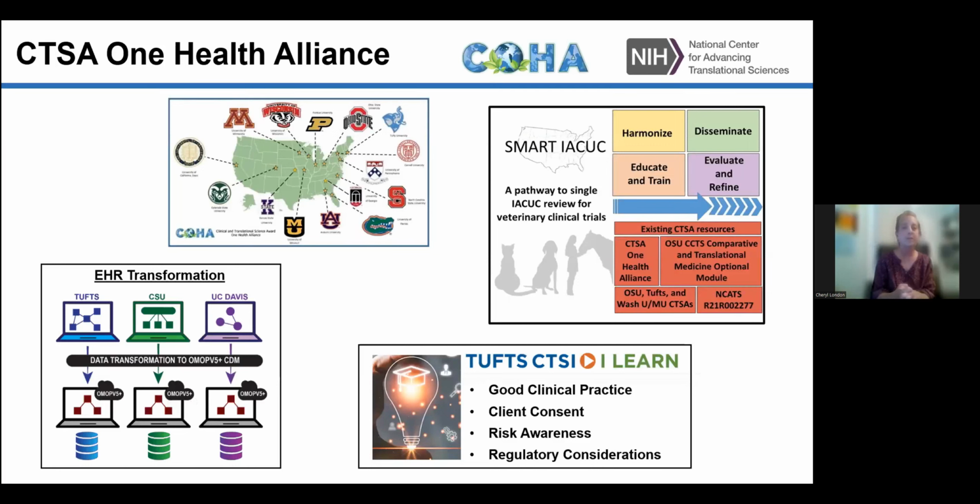And lastly, the CTSA One Health Alliance, which is really an organization of veterinary medical schools that have partnered with their human medical centers under this CTSA award to really jointly try to advance translational science. And this has generated a number of tools that are now feeding into the cancer work, including a smart iEquip platform, electronic health record transformation so we can connect all of our data sets together, and then a number of training modules that allow us to effectively, efficiently, and appropriately engage in clinical trial work and collect all the samples that are used for our canine cancer genomics work.